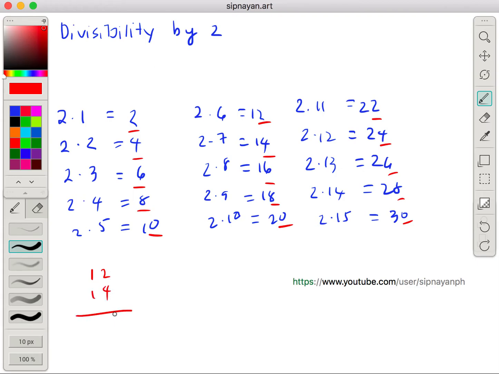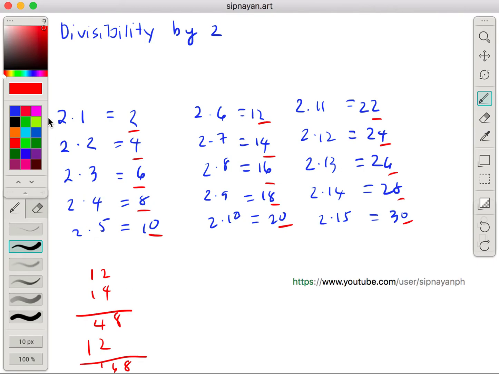So, 4 times 2 is 8. And then 4 times 1 is 4. Then 1 times 2 is 2, and then 1 times 1 is 1. So, this is 8, this is 6, this is 1. Tama ba? So, 48 at saka 12.